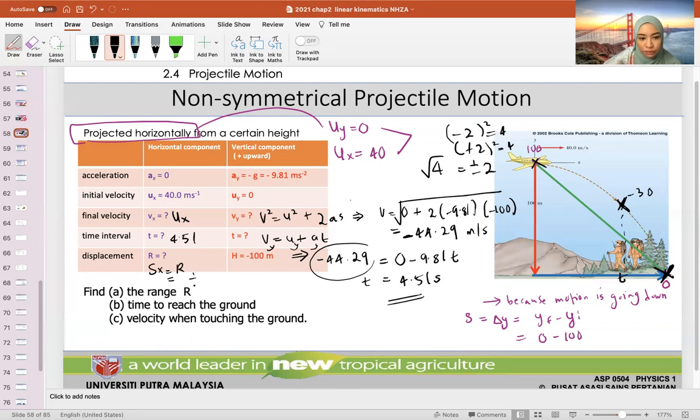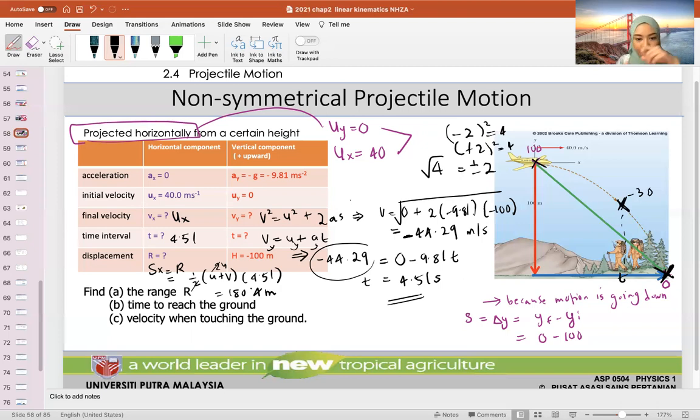What do I want to use? Half of U plus V times 4.51. And U is equal to V, so this is basically 2U. Can cancel out. U times 4.51, 40 times 4.51, that is 180.4. Units is meter. This is your displacement in the X, or it's called range, maximum displacement.